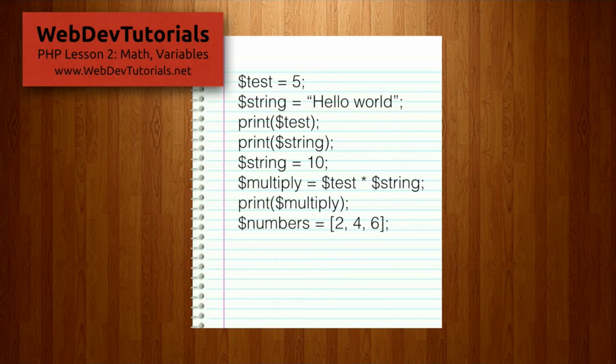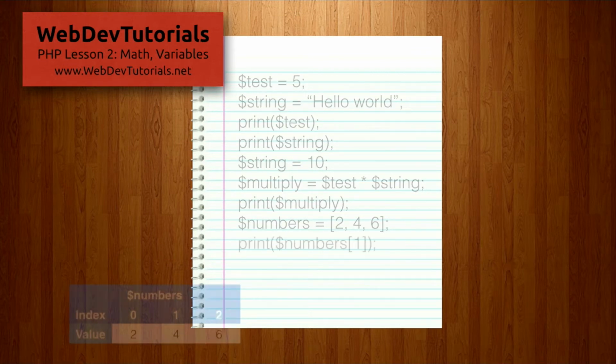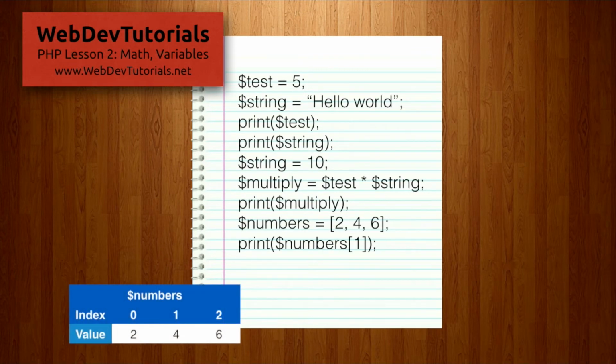To access an individual box in the array, use the square brackets again, like this. It says to print numbers at index 1. Index 1 is the number of the box that you want to access. Notice that this prints the number 4, which we placed in the array second. This is because arrays are 0 indexed. This means that the first item in the array has an index of 0, the second has an index of 1, and so on. If we wanted to print the number 2, then we'd have to use this line of code. Print numbers at 0.